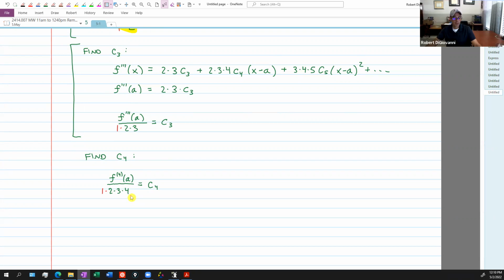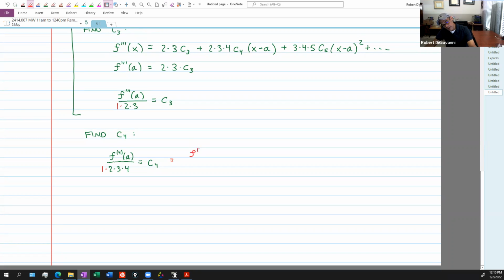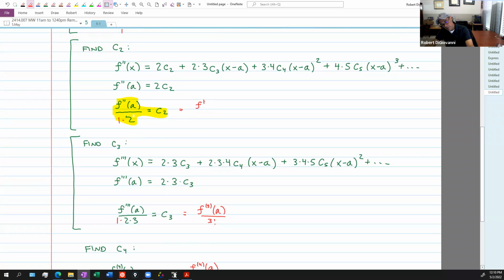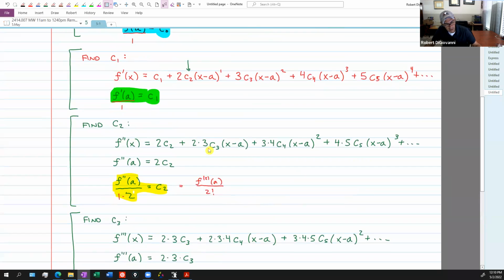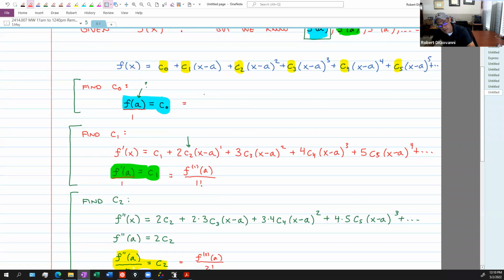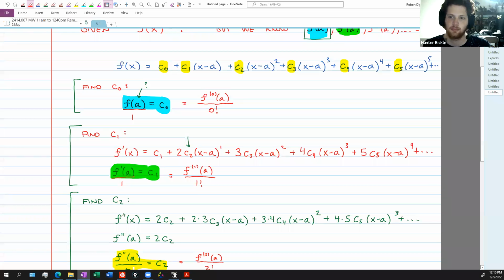These are factorials. In fact, you could say that this was the fourth derivative at a over 4 factorial, right? That's what that would be. And then this one would be the third derivative at a over 3 factorial. This one would be the second derivative at a divided by 2 factorial. Does this work all the way up? This would be the first derivative at a over what, one factorial? And then this one would have to be the zeroth derivative at a, zeroth derivative means don't take the derivative, all over, but it would have to match. Wouldn't that have to be zero factorial? Which is one. Zero factorial is one. Yeah, exactly. So it works.